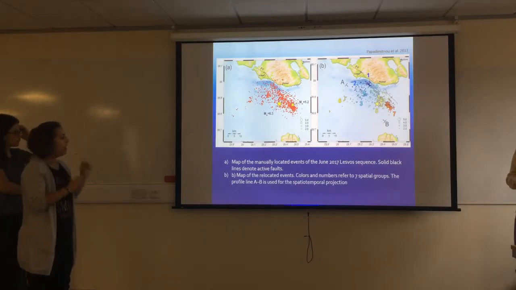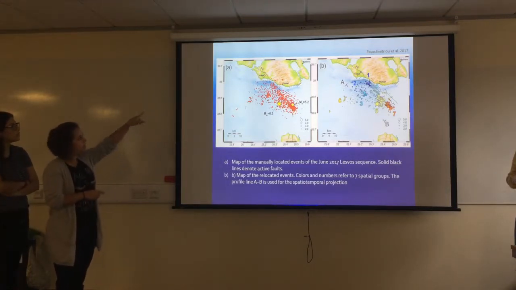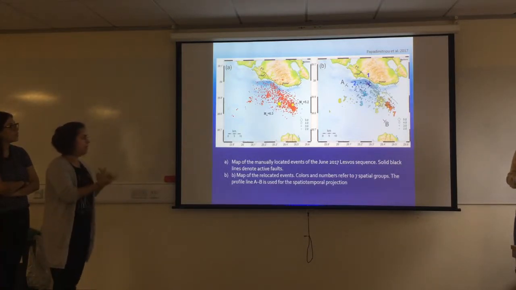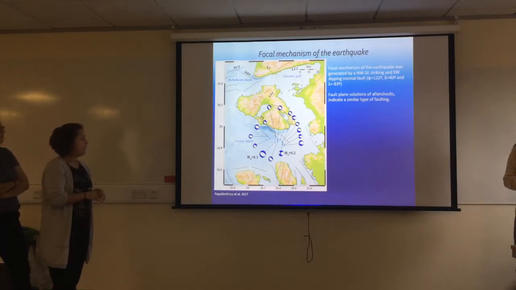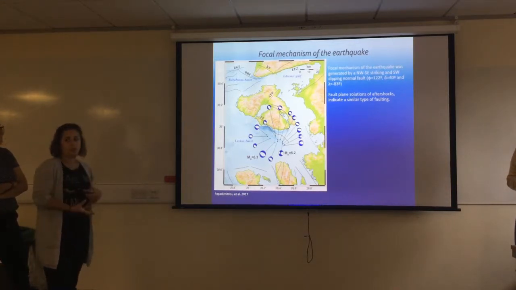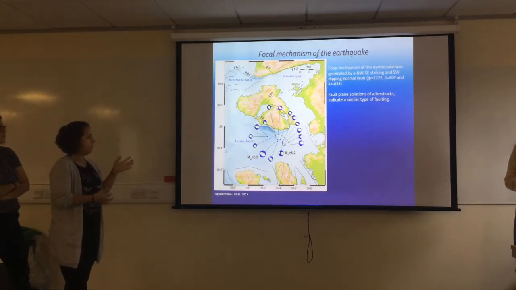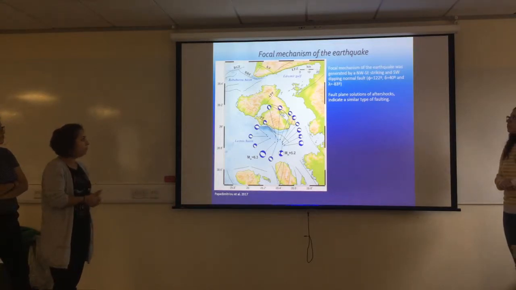separate the area with the spatial reference. The black line is the fault, and the B is the projection, the spatiometric projection that they use to separate the epicenters. Here is about the focal mechanics of the earthquake. The main shock and the aftershocks had the same direction. The earthquake was generated by the northwest-southeast normal fault, with a dipping of southwest.